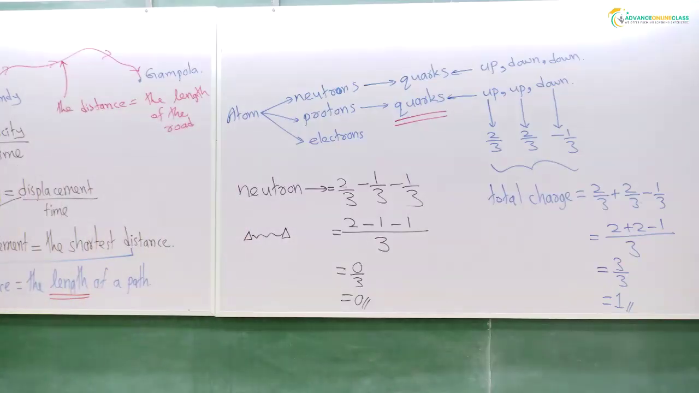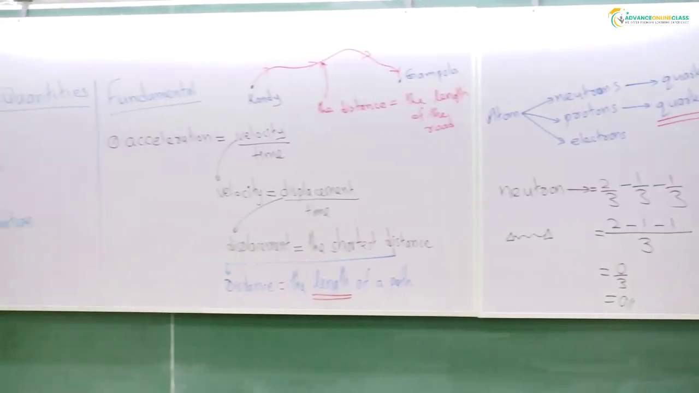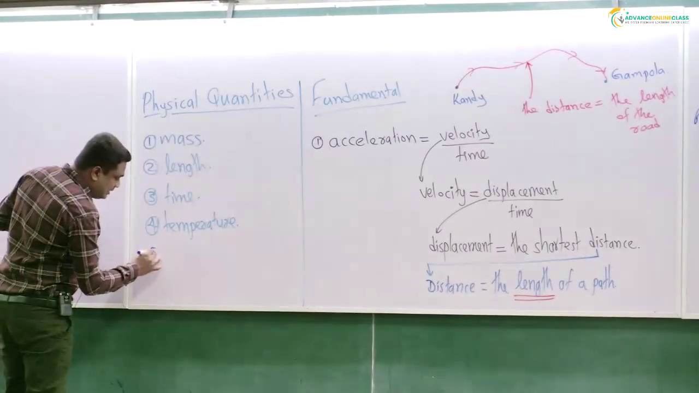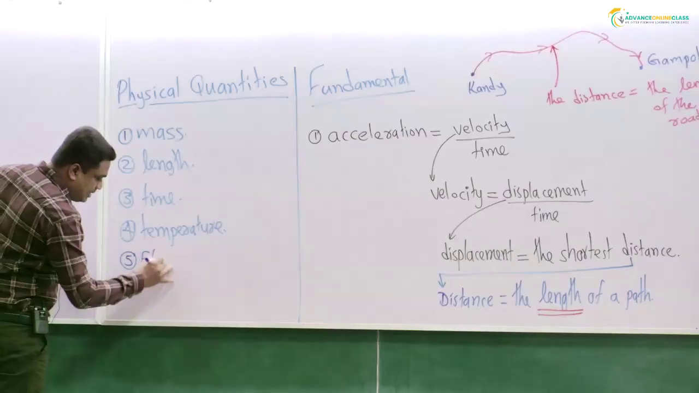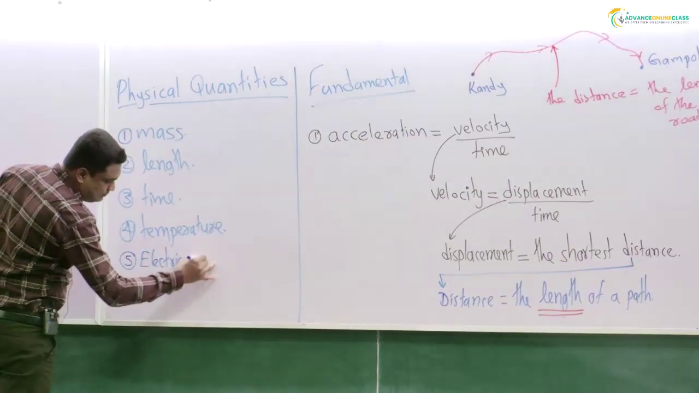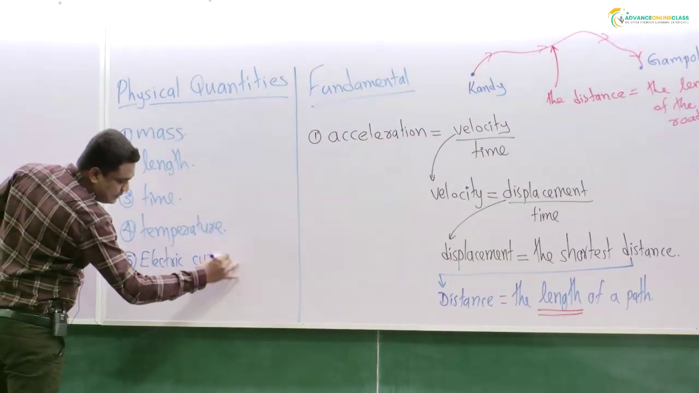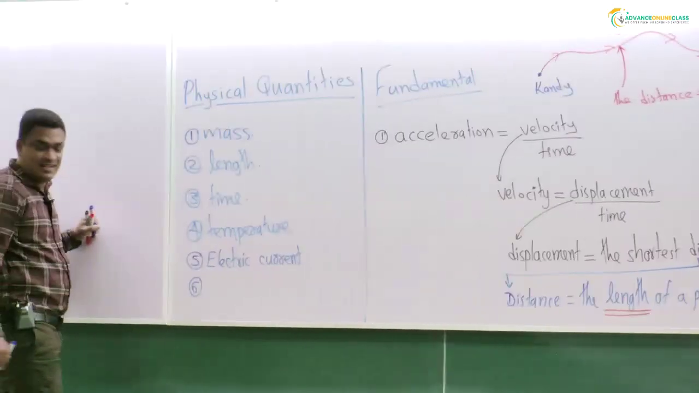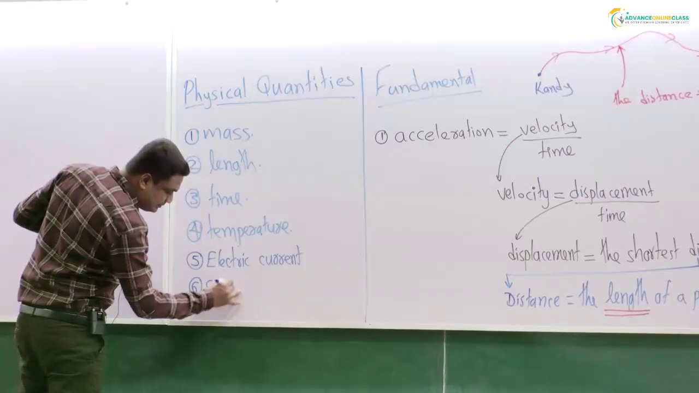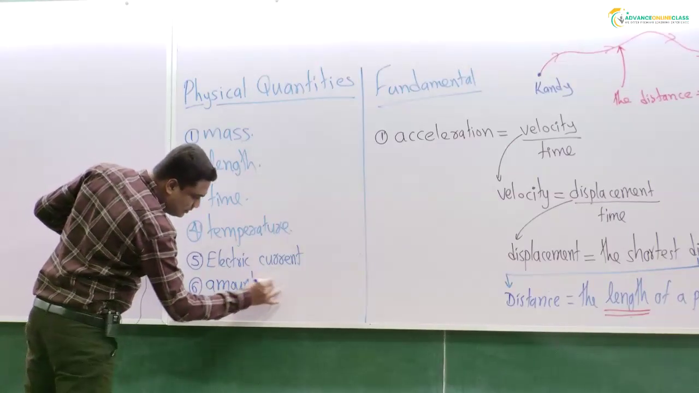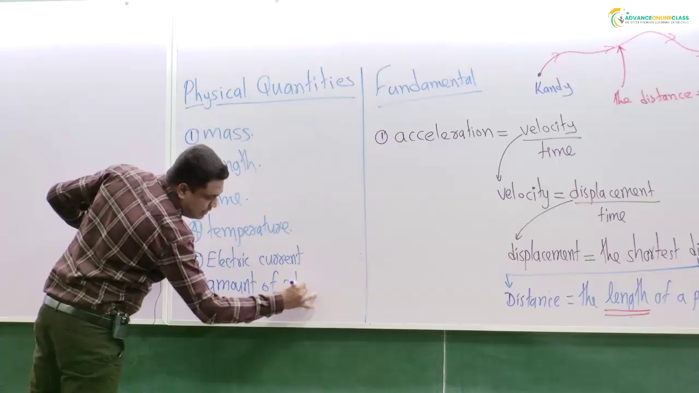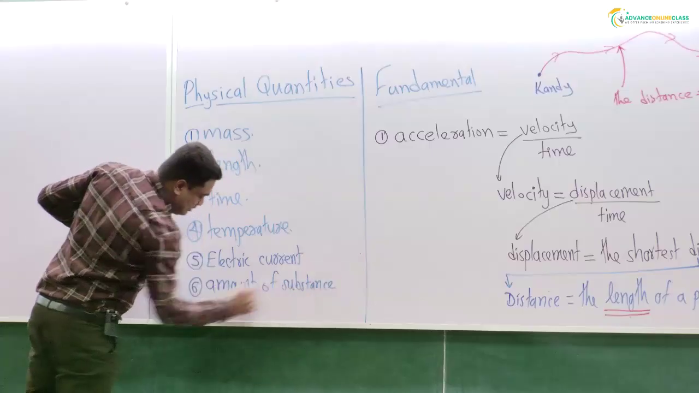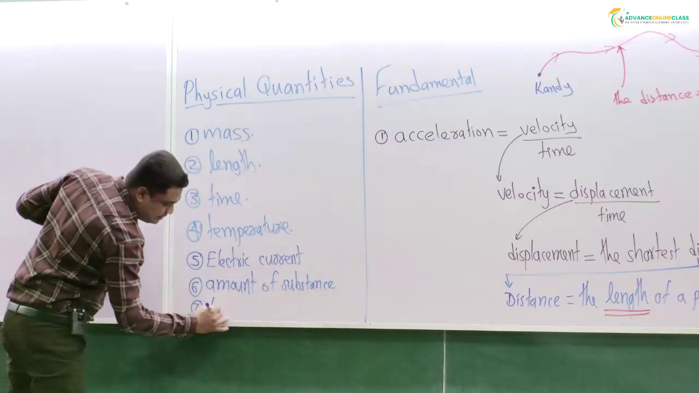Mass, length, time, electric current, amount of substance, luminous intensity.